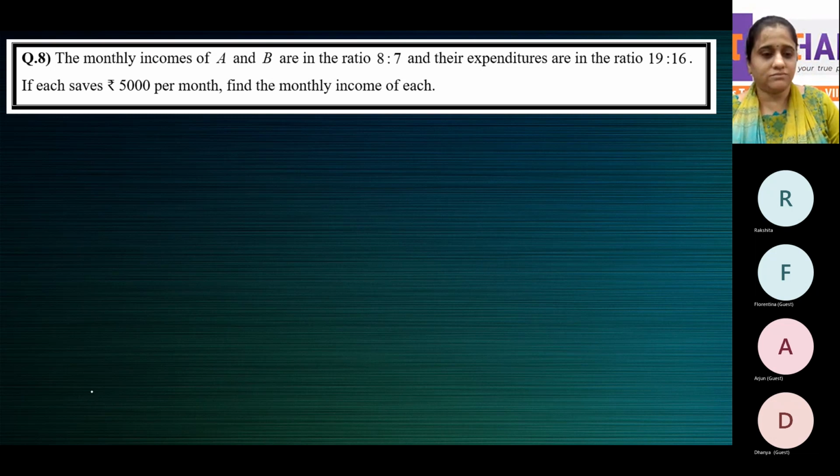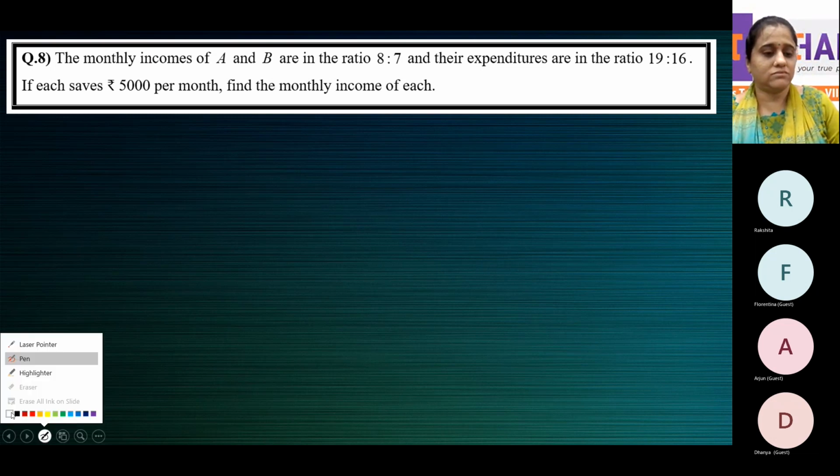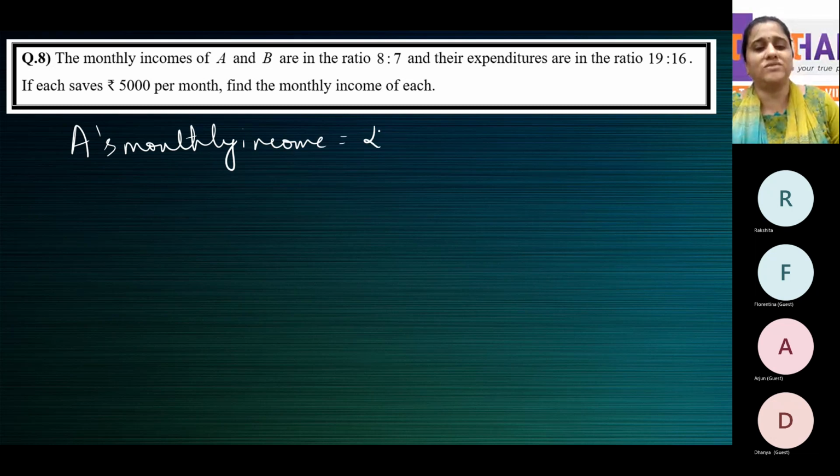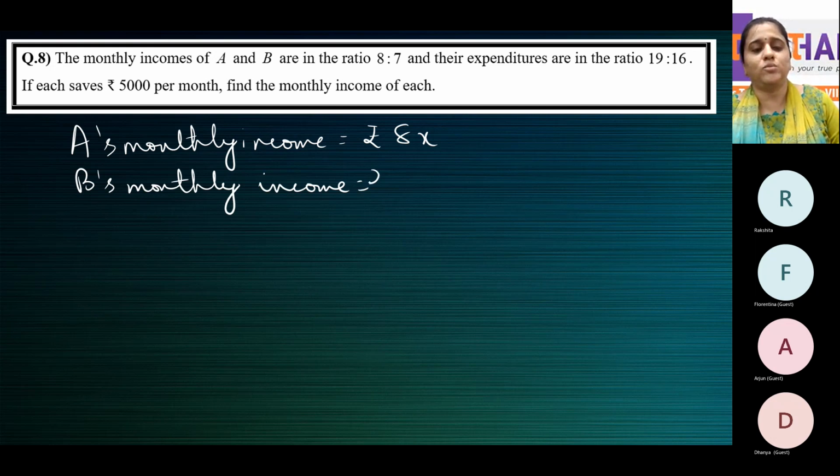See here. I'll write something, tell me if I'm right. A's monthly income is rupees 8x and B's monthly income is equal to rupees 7x.